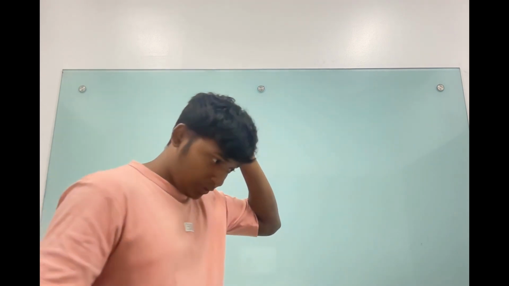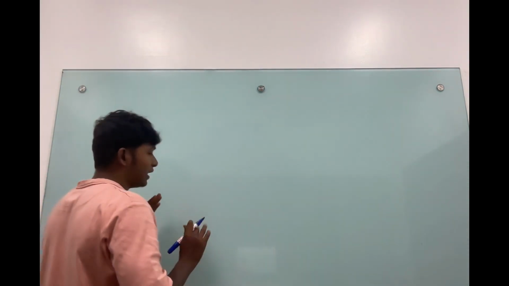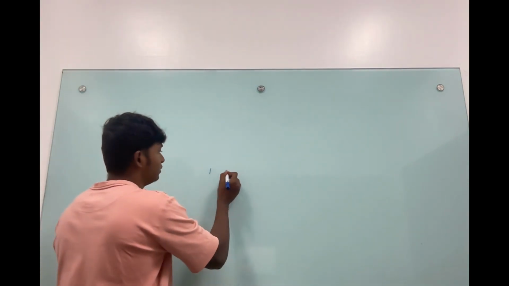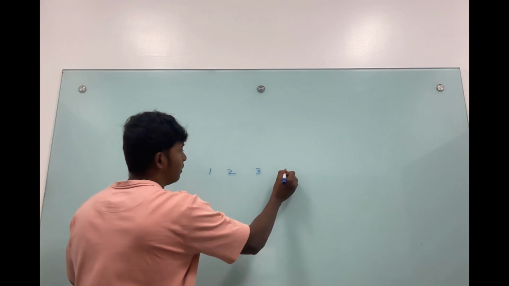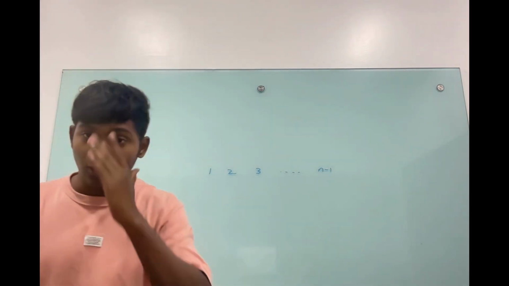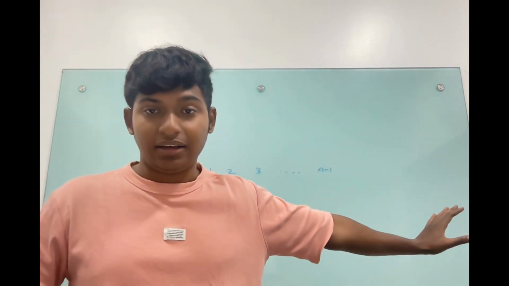Okay, let's try this way. Let us say we already have an array of size n minus 1, 1, 2, 3 up to n minus 1. Now comes the question. Let's say my task is to place the nth element in this array so that it has exactly k inverse pairs.